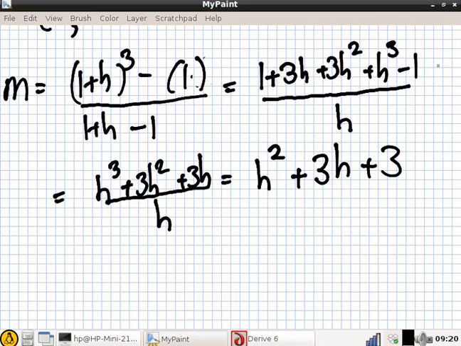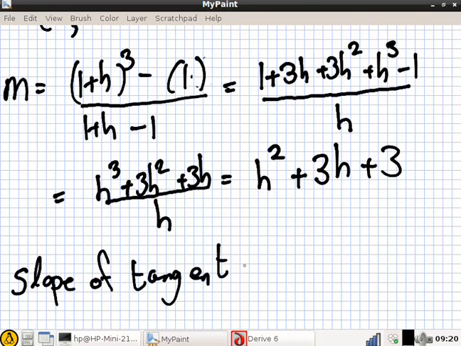So what I've done is I've made up a formula for the slope of the tangent. For this example, slope of tangent equals h squared plus 3h plus 3. So in my last example, what did I use for h? 0.001. Okay. Put 0.001 into that and see what you get, please.